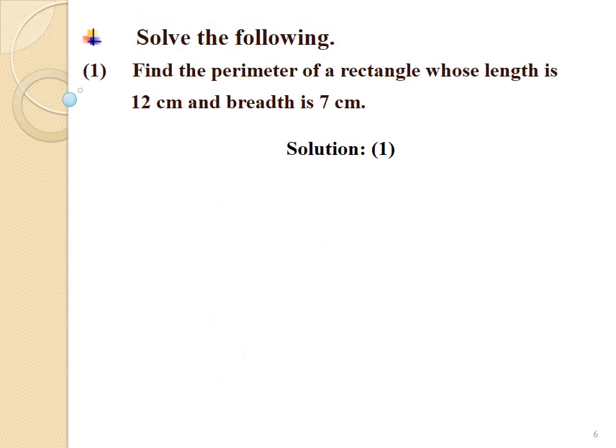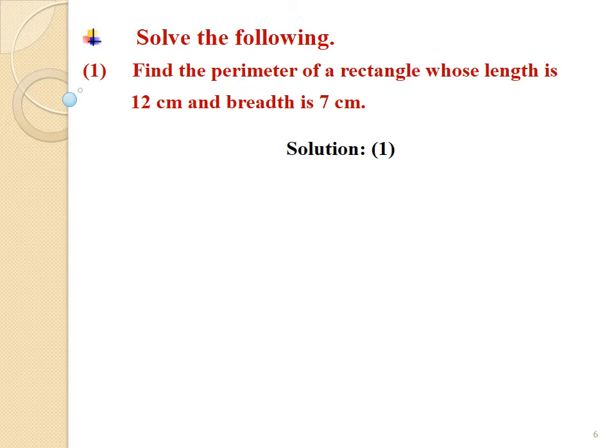Now, question number 3. Solve the following. Sum number 1. Find the perimeter of a rectangle whose length is 12 centimeters and breadth is 7 centimeters. Students, in this question, we have to find out the perimeter of a rectangle, and we have been given the length and breadth of a rectangle. So, let us find out the perimeter of a rectangle using formula.